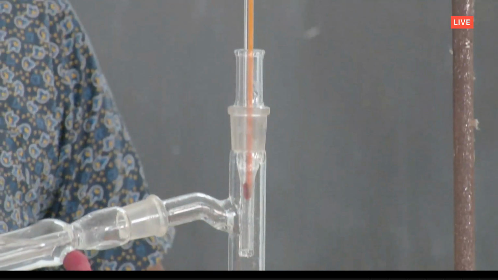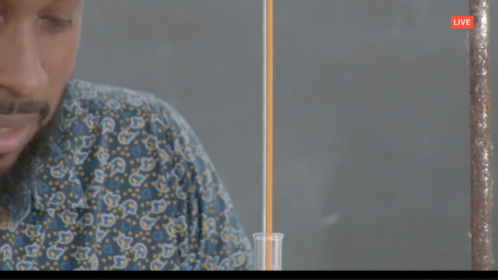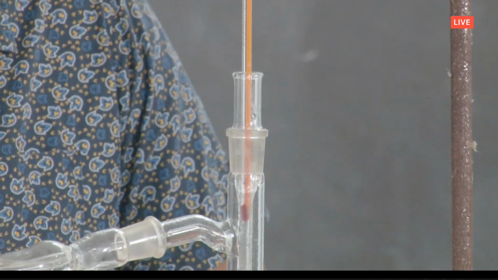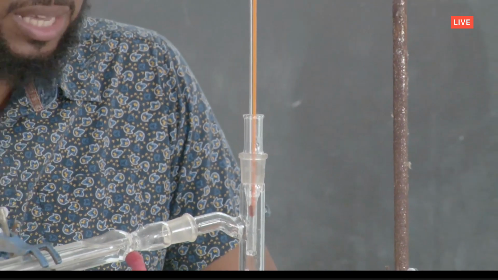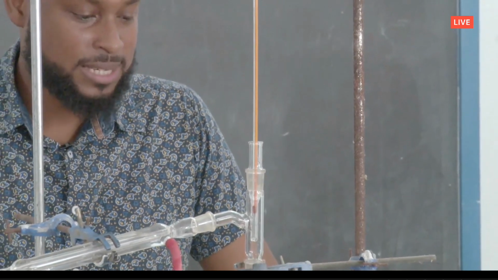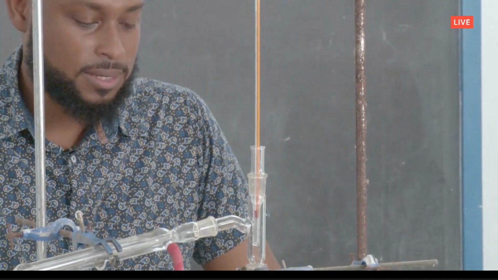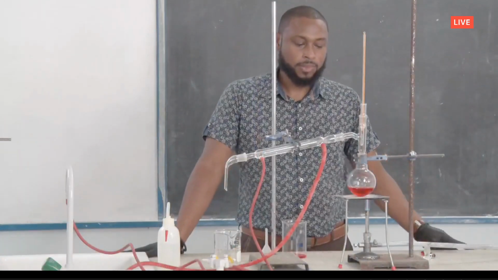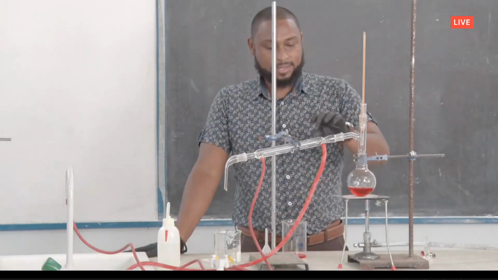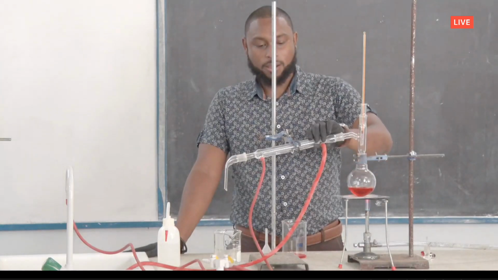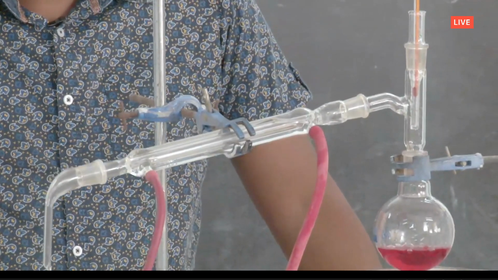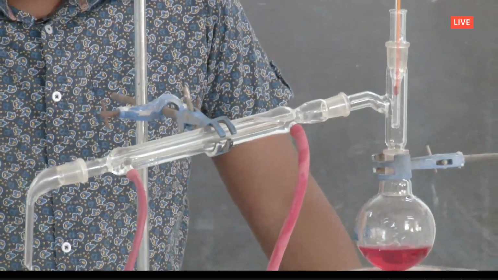The purpose of the thermometer is to measure or keep stock of the temperature so that we don't go too high or too low. And in the case of fractional distillation, it will be even more important as we try to separate substances of different volatilities or boiling points. So the apparatus then leads into our condenser. And our condenser's purpose is to cool the gas back to a liquid.